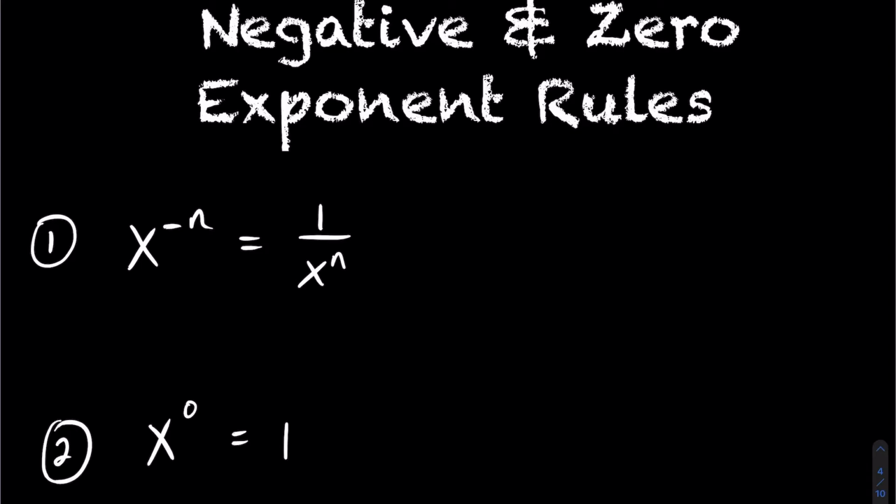Okay, so we're going to be taking a look at the negative and zero exponent rules. These are two separate rules, so let's take a look at these here. The negative exponent rule says that if you have a base raised to a negative exponent, so -1, -2, -5, something like that, you can rewrite it as 1 over that base to the power of the positive exponent.